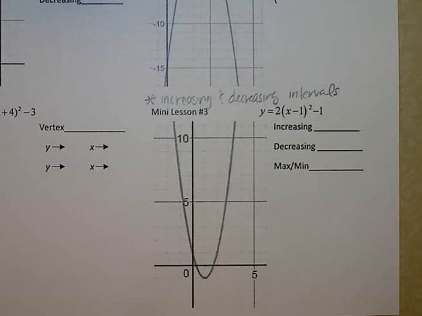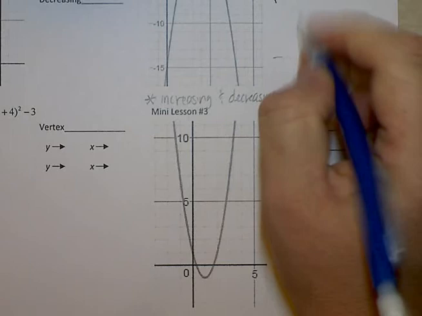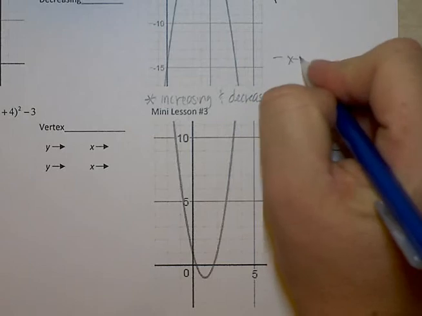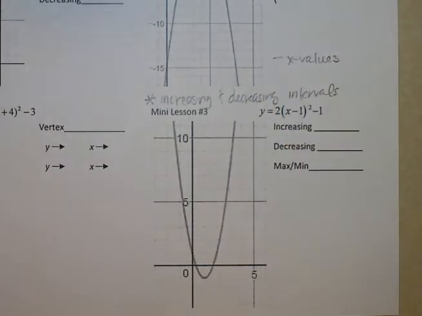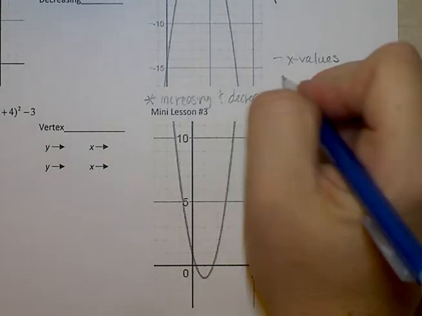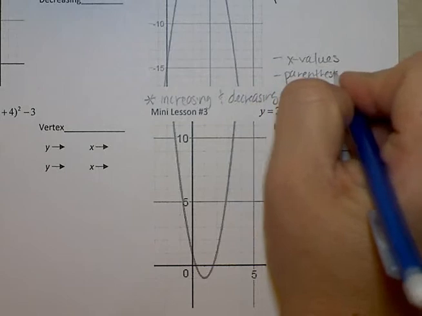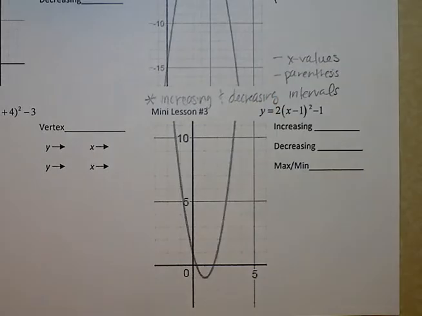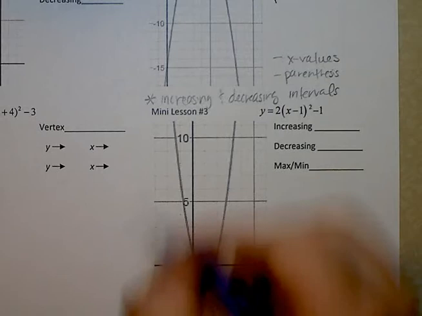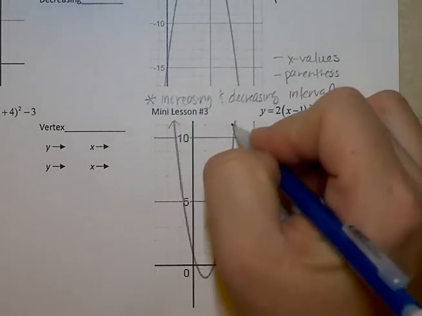Now there's a couple facts you need to know about identifying increasing and decreasing intervals. The first one is increasing and decreasing intervals will always be described in terms of x values. And the second is your answer will always be written with parentheses. And I'll describe why in a little bit. So here's our very first function.